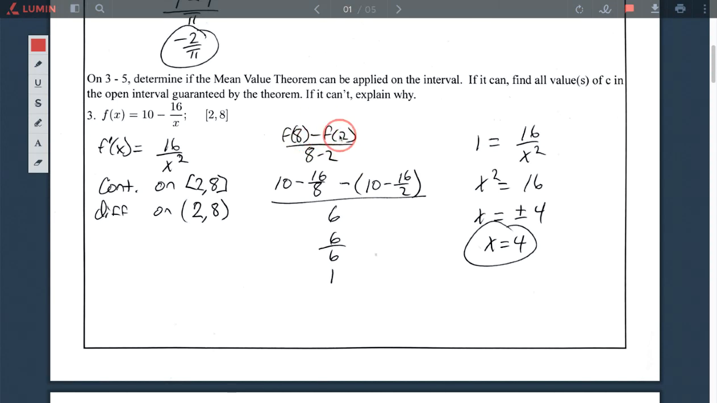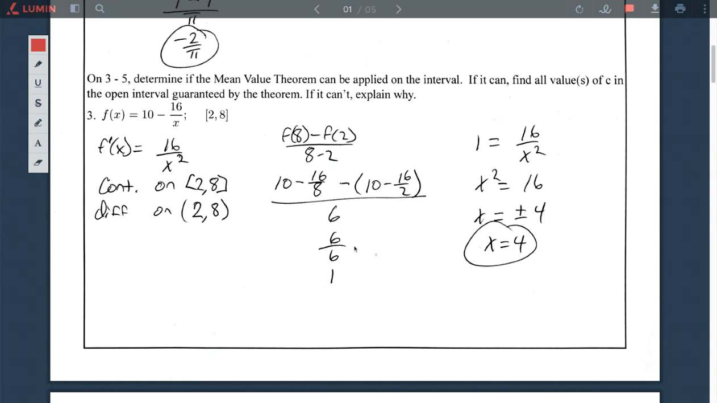So f of 8 minus f of 2 over 8 minus 2. Plug in 8, I get 10 minus 16 over 8. Minus, plug in 2, I get 10 minus 16 over 2. So my 10s are going to cancel each other out. This is negative 2. This is negative 8. It turns into a positive 8. So negative 2 and positive 8 give me 6. 6 divided by 6 gives me an average rate of change of 1.